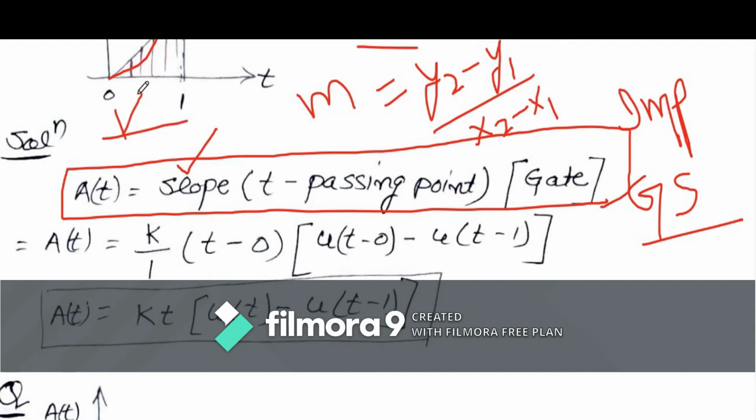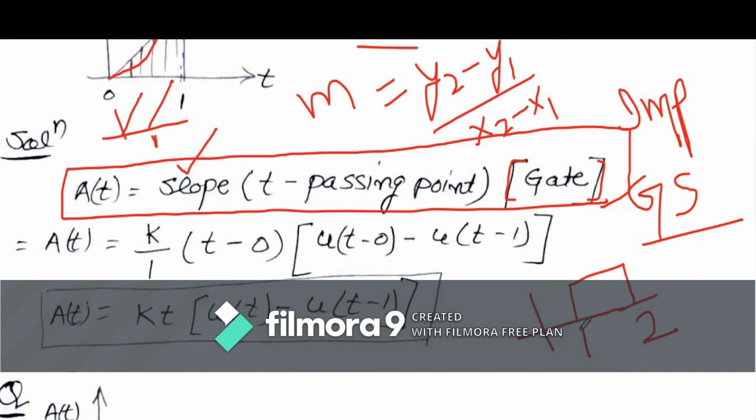If it is like this, let it be 1, then we will write t minus 1. Then you will write down the expression of a gate function. You all know that the expression for a gate function is u of t minus... suppose this is a gate function. Already I have explained, I will explain once again. This is a gate function starting from 1 and ending at 2. So you will write down u of t minus 1 minus u of t minus 2 for this gate function.